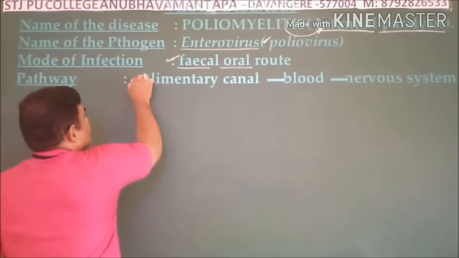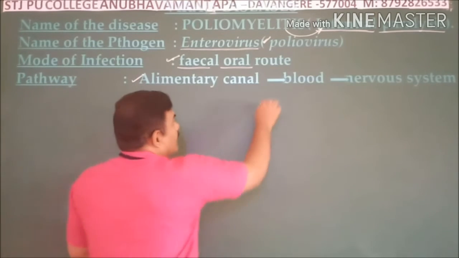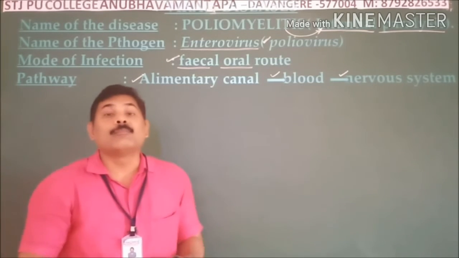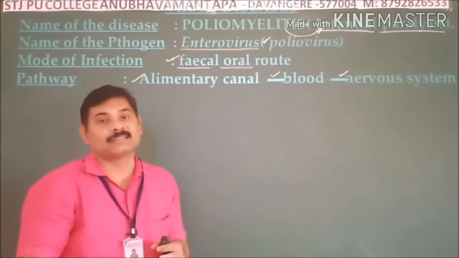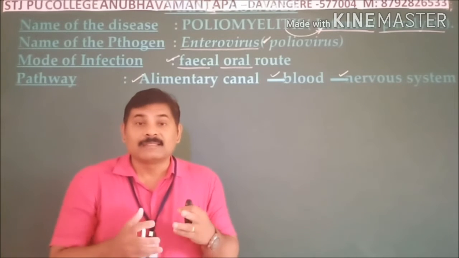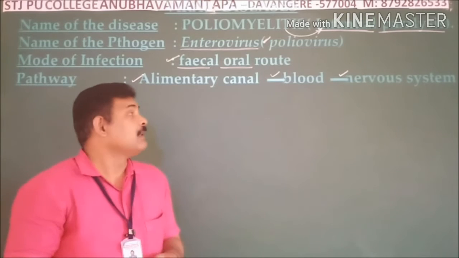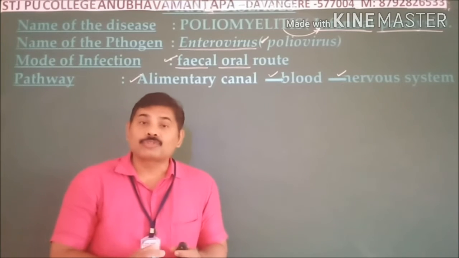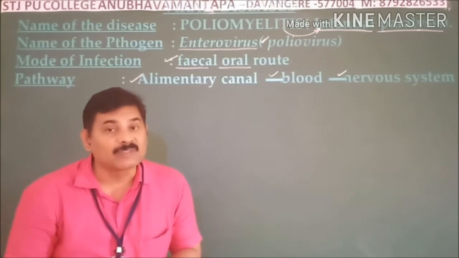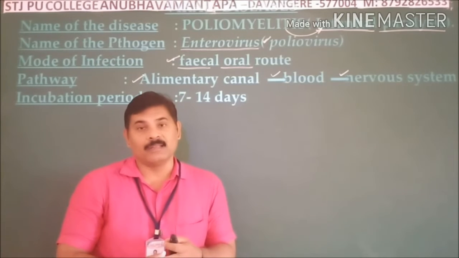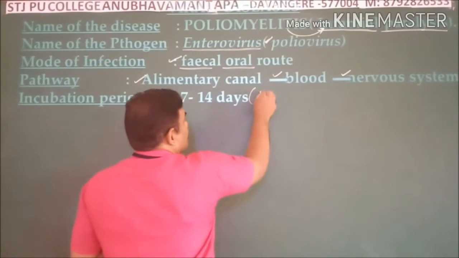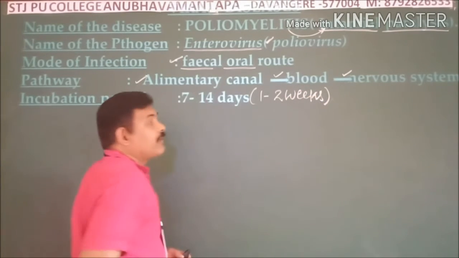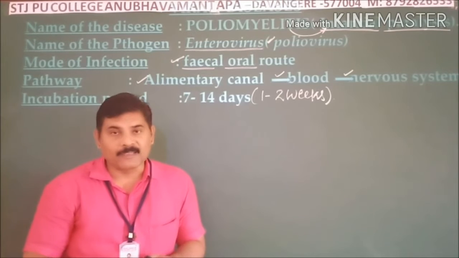First is the alimentary canal. From there it enters the blood and finally it reaches your nervous system. Particularly the motor nerves will be affected by this virus, and your muscles will also become severely weak. Then once it enters your body, how much time does it take? Almost 7 to 14 days, that is 1 to 2 weeks, is the incubation period for this virus.